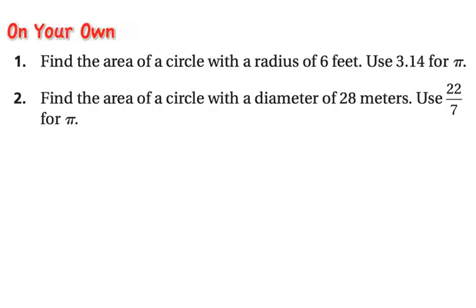Before we wrap this up, I am going to give you a couple of problems you can do on your own if you want to test yourself before you get to the assignment. So take a look at these. On your own, you've got these two problems here. Number one, find the area of a circle with a radius of 6 feet. You get to use 3.14 in place of pi. Number two, find the area of a circle with a diameter, tricky there, of 28 meters. This time you'll use 22/7 for pi.